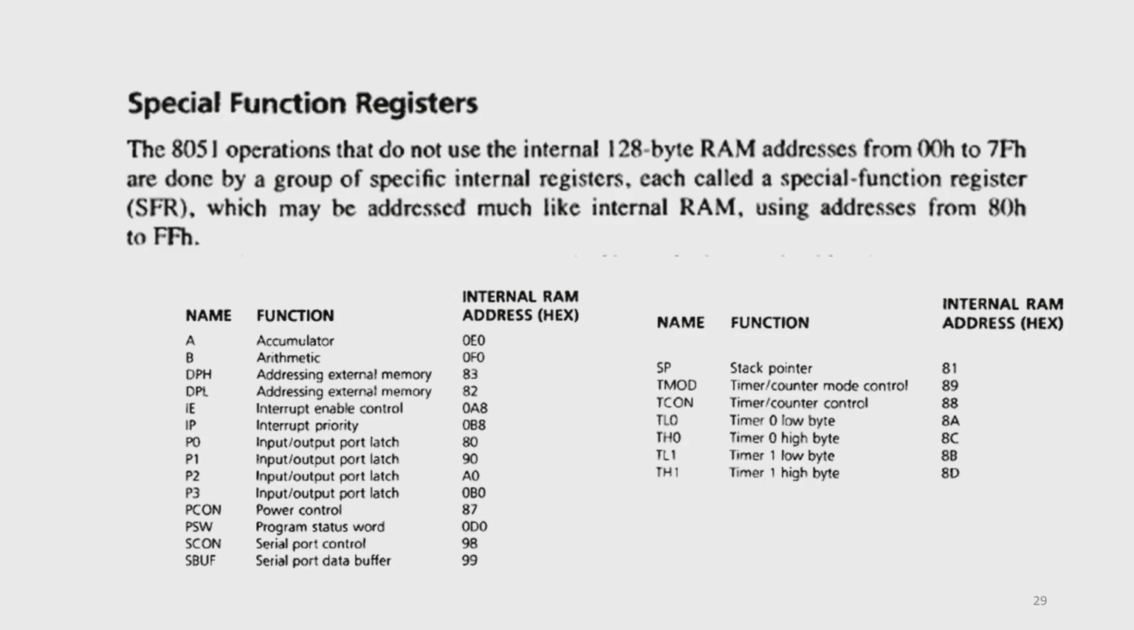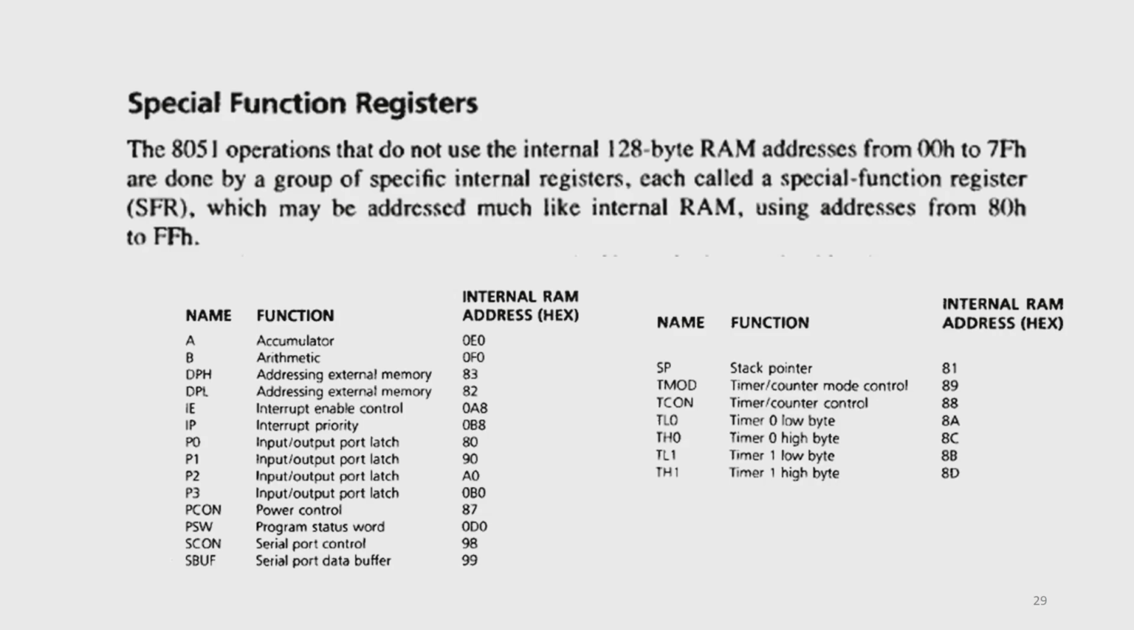The power control and program status word registers are also 8-bit, and are addressed as 87 and D0. SCON is the serial port control, and SBUF is the serial port data buffer. These two registers can be combined for serial communication, which is mainly used for universal asynchronous receiver and transmitter operation. And the stack pointer, abbreviated as SP, has the internal address 81.